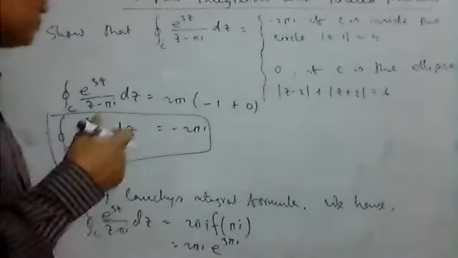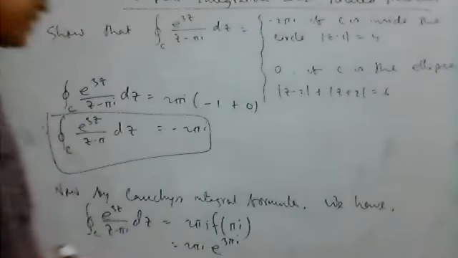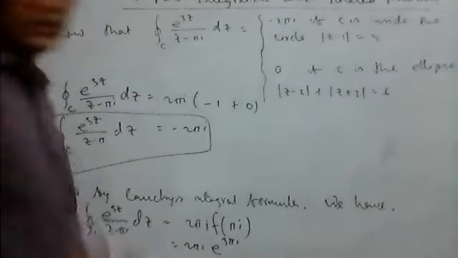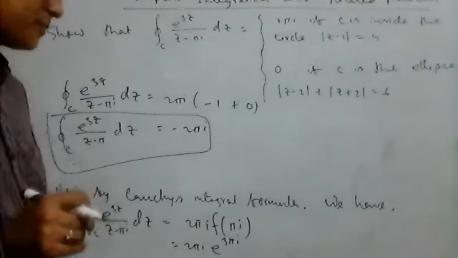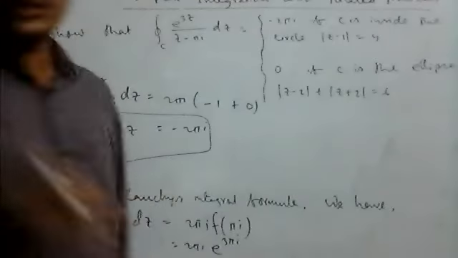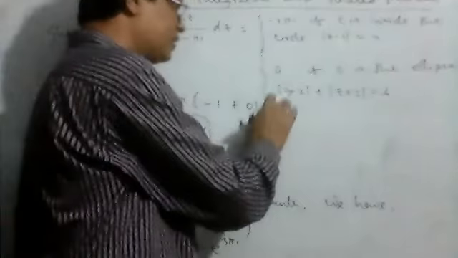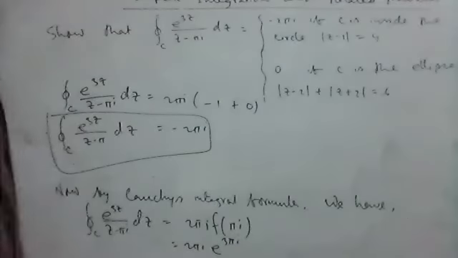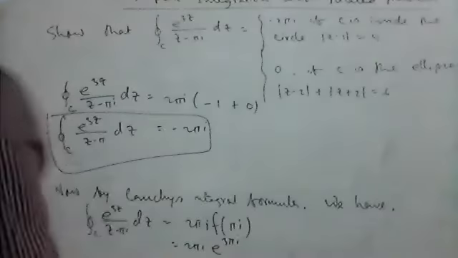Now let us show integral along C e to the power 3z divided by z minus pi I dz is equal to 0. The condition here is that C is the ellipse, and the equation of the ellipse is given by mod z minus 2 plus mod z plus 2 is equal to 6. Okay, let us solve this.